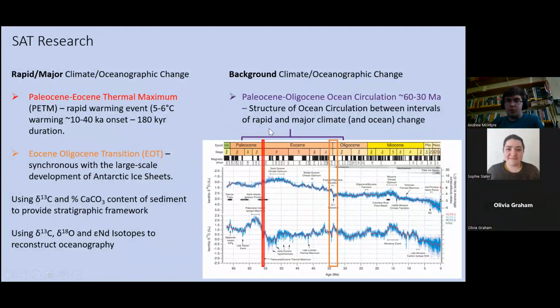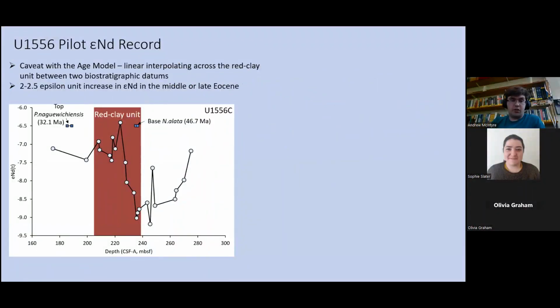And then, more importantly, I would argue, is actually looking at the background climate or oceanographic change, which really puts into context these rapid warming events, understanding what the structure of the ocean circulation was during this cooling trend. So I'm going to touch on some preliminary data that we've recovered.